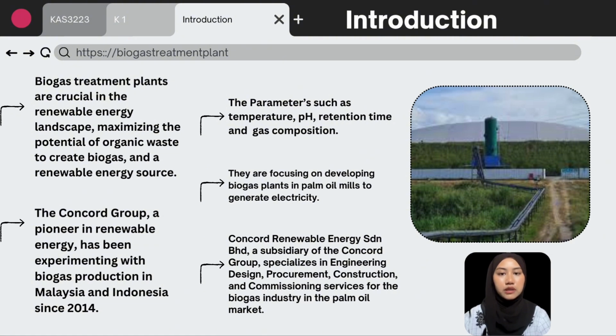Concord RE, a subsidiary of the Concord Group, began experimenting with renewable energy in 2014, primarily in Malaysia and Indonesia. Their primary goal is to launch renewable energy (RE) projects in Malaysia, focusing on developing biogas plants in palm oil mills for electricity generation. Concord RE provides engineering design, procurement, construction, and commissioning services for the palm oil industry. The parameters used at the biogas treatment plant are temperature, pH, retention time, and gas composition.